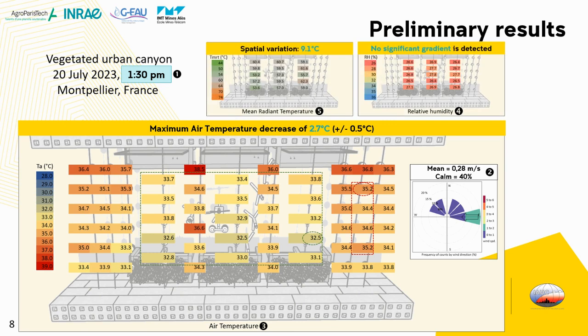Regarding the relative humidity near the plant, in this context, we have no significant gradient detected. And for the mean radiant temperature, our spatial variation was 9.1 degrees Celsius.